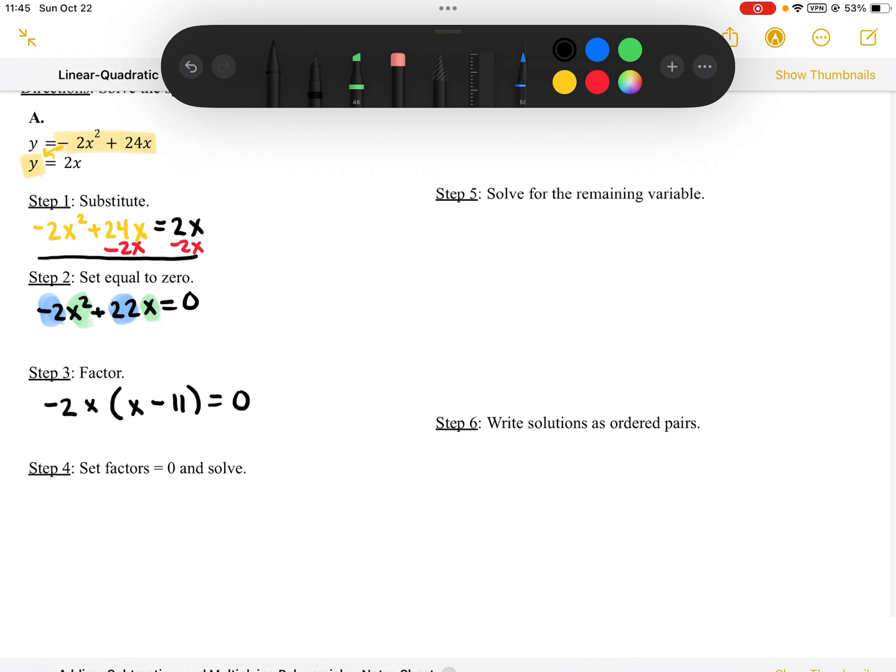Step 4, set my factors equal to 0 and solve. So my first factor is negative 2x. I'm going to set that equal to 0. Second factor, x minus 11, set that equal to 0. I'm going to go solve both my equations.